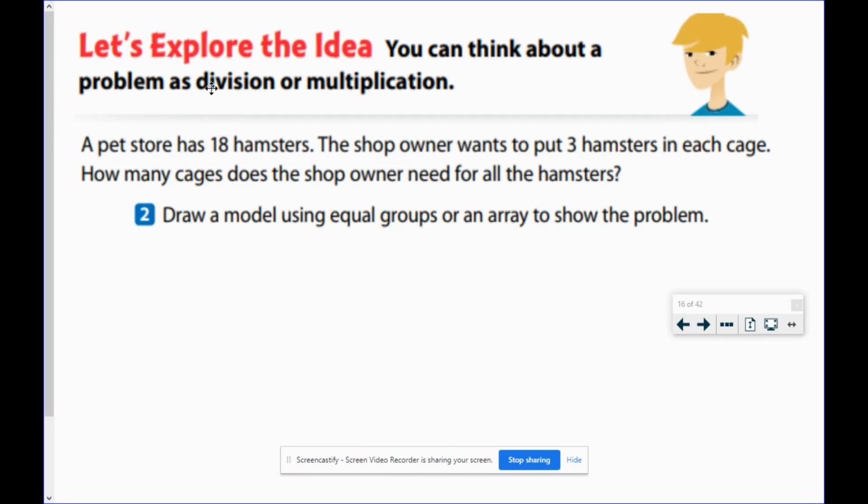So let's explore how we can think about a problem as a division or multiplication problem. A pet store has 18 hamsters. The shop owner wants to put 3 hamsters in each cage. How many cages does the shop owner need for all of the hamsters?